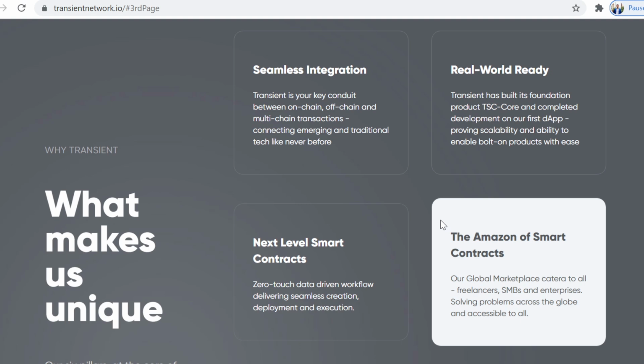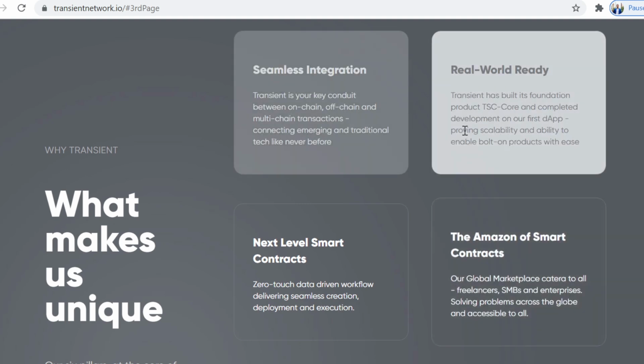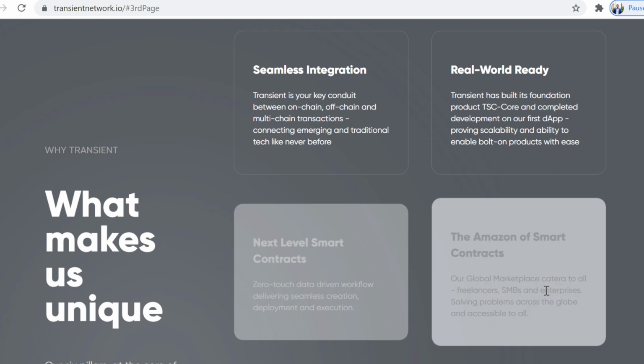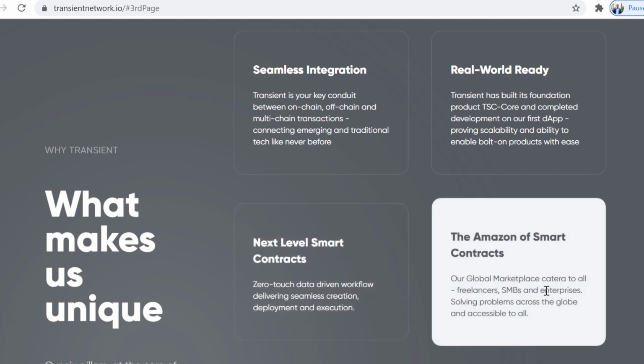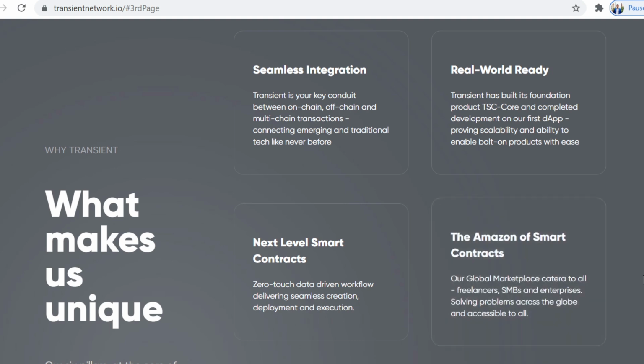Then when we talk about why Transient, right? Seamless integration, real world ready, next level smart contracts, and their mission is to become the Amazon of the smart contracts. So a global marketplace, catered to all freelancers, SMBs, and enterprises solving problems across the globe and accessible to all, which I think is exciting. Like we need something like this, right? And I think it's really important to emphasize the fact that this stuff is needed. This stuff is needed, right?